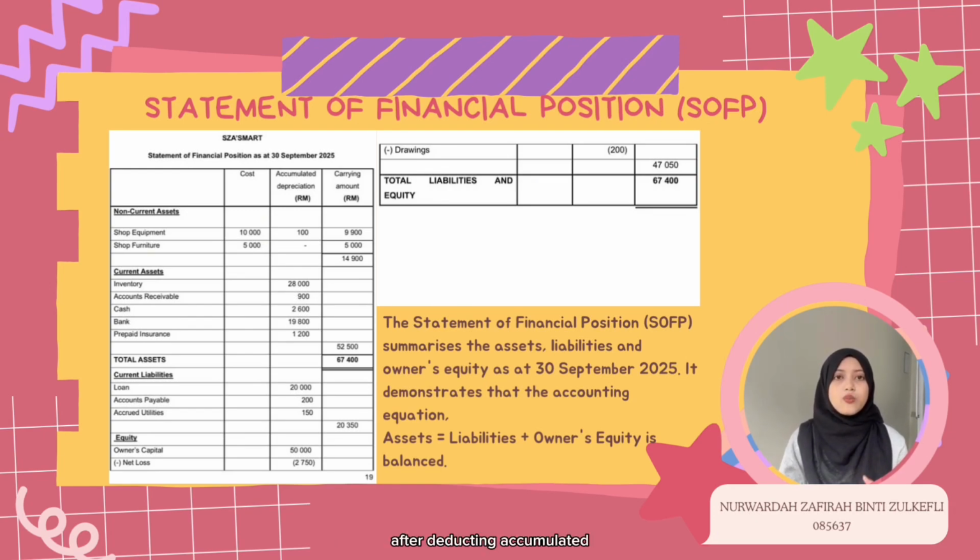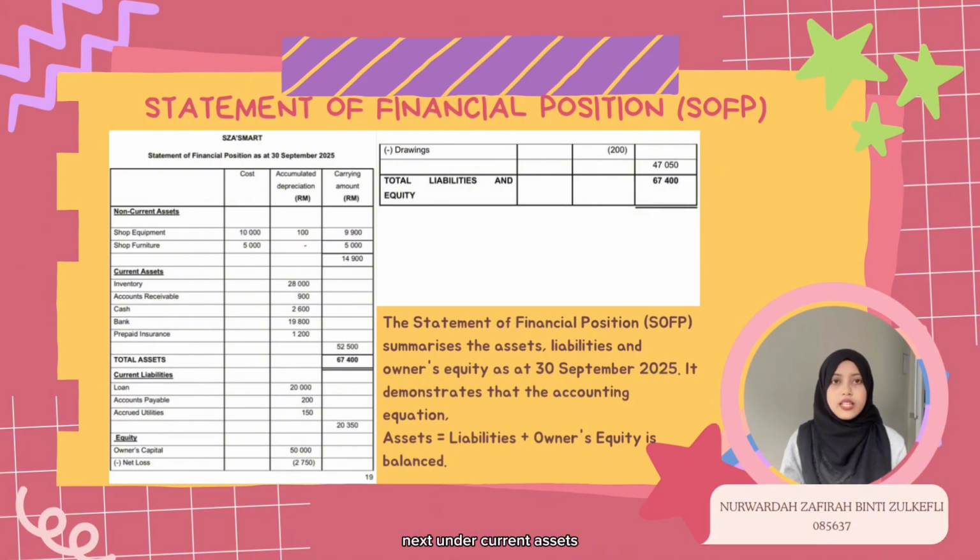After deducting accumulated depreciation of 100 ringgit, the carrying amount is 9,900 ringgit. This shows that part of the equipment's value has been allocated as depreciation expense. We also have shop furniture worth 5,000 ringgit. Therefore, our total non-current assets amount to 14,900 ringgit.